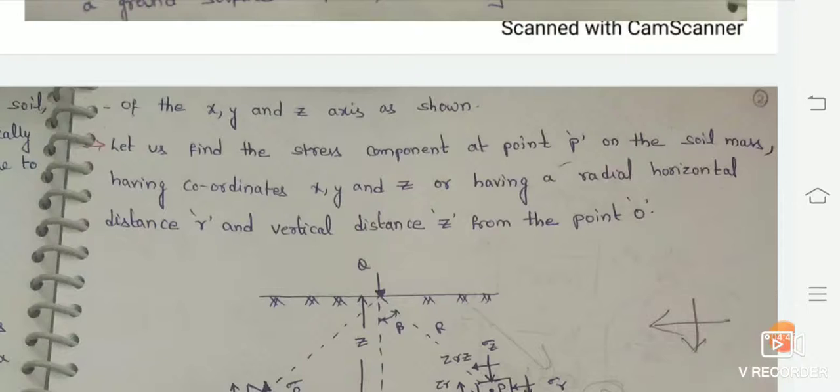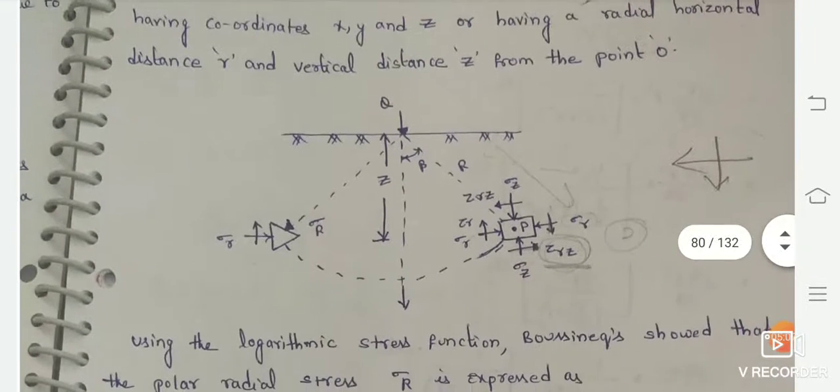Whatever the stress components are for P, we are going to find them based upon the x, y and z directions, and for this the radial horizontal distance is also taken into consideration. This radial horizontal distance we will take as r and the vertical distance as z from the point O, which is our origin.